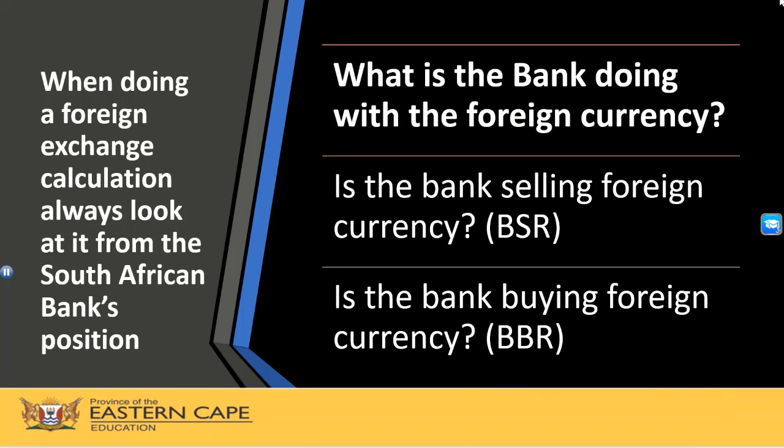If you look at the right-hand side of your screen, you will see the question: what is the bank doing with the foreign currency? This is another very, very important question that you must ask yourself with each and every calculation. That will help you in determining whether to use the bank selling rate or the bank buying rate. The first question on your screen: is the bank selling the foreign currency? Therefore, you will have to use the bank selling rate. The next question: is the bank buying the foreign currency? Then you will have to use the bank buying rate.